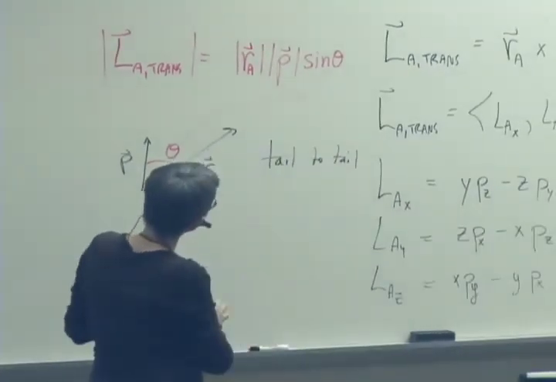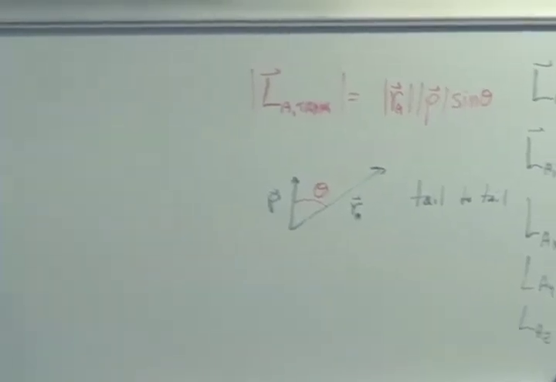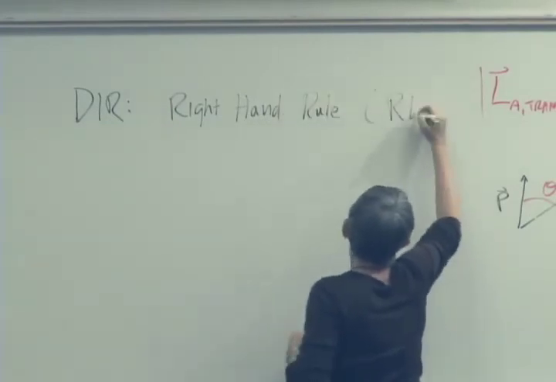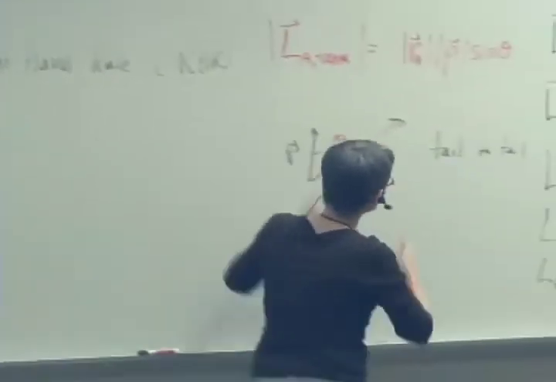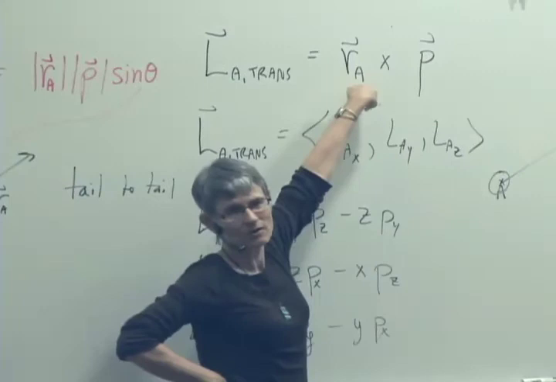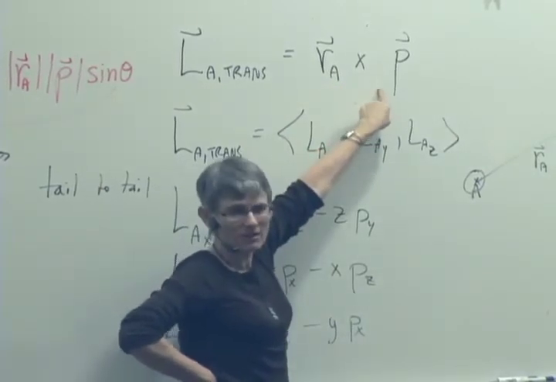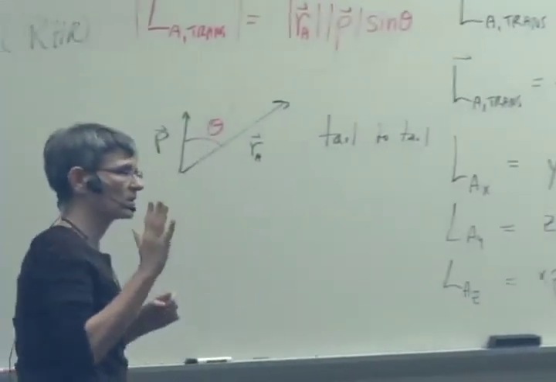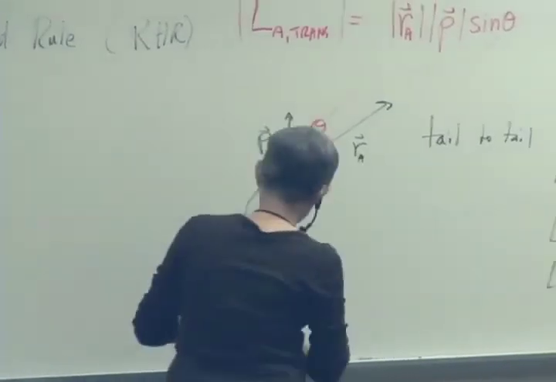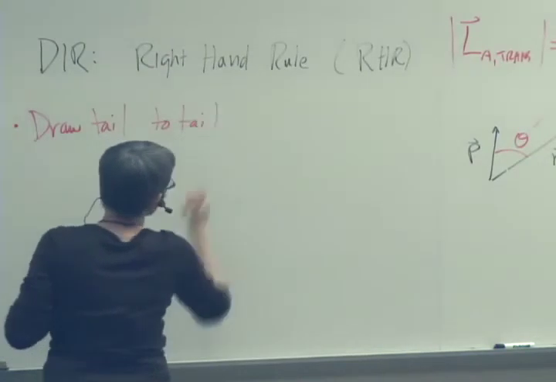In either case, you need to get the direction, and the direction is given by the right-hand rule, often abbreviated just RHR. With the right-hand rule, you point your fingers along the direction of the vector that comes first. This is not commutative. So when we say first vector, we mean the one that's written first. That's vector 1 and that's vector 2. So you point your fingers along that direction, then you curve them toward the other vector, and your thumb will stick out. But it's not as bad as you think, because first you draw them tail to tail. We did that.